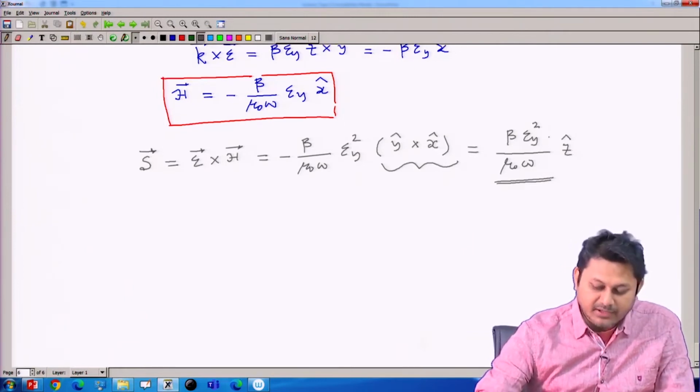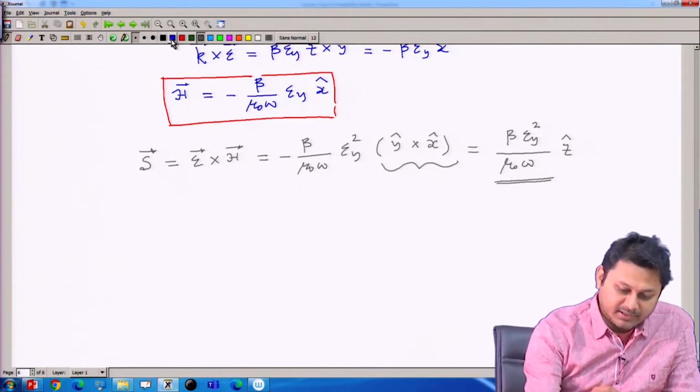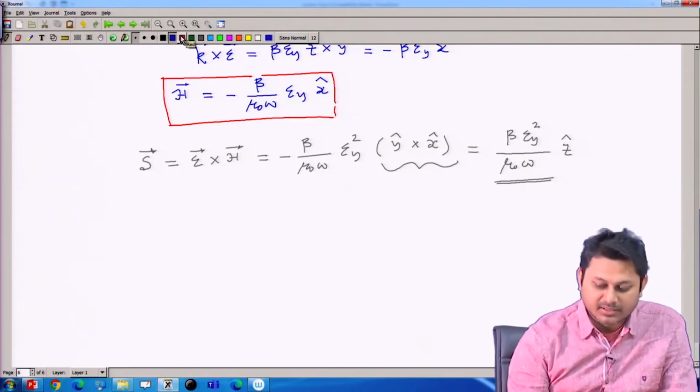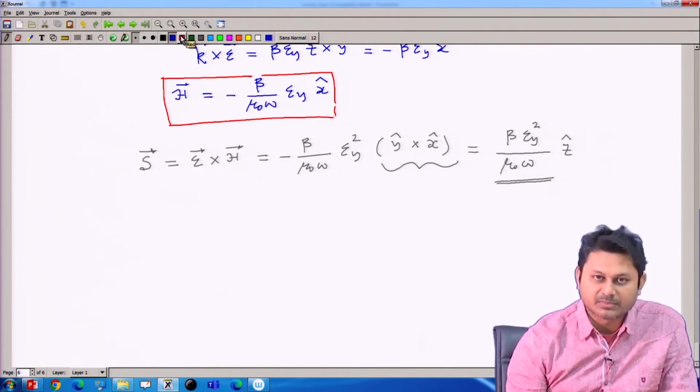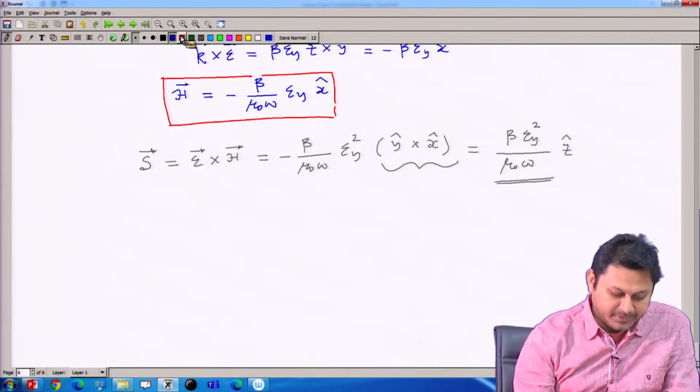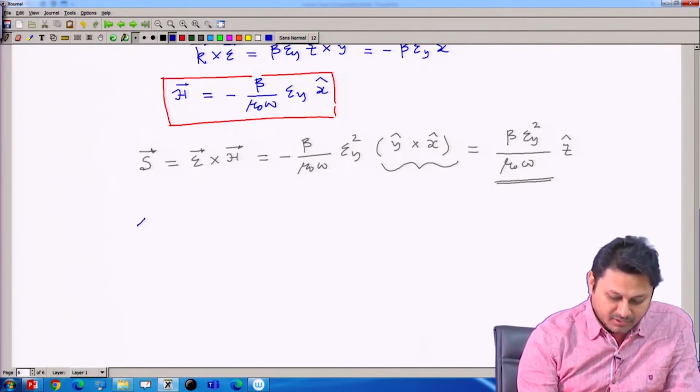Then what is the value of the Poynting vector, what is the value of the power associated with the mode, one can calculate through this explicit expression of the Poynting vector. That is the goal. Now, if I want to find out the average, because normally we do the average, because this is a sinusoidal field.